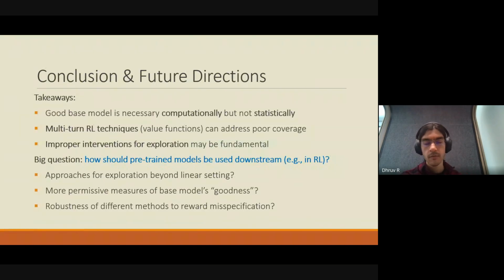A third question is this question of robustness to reward specification. Obviously, we're not always going to have the rewards be exactly linear in the features. You might hope that there are algorithms that use fewer reward queries and are potentially more robust, but that's just a vague intuition.